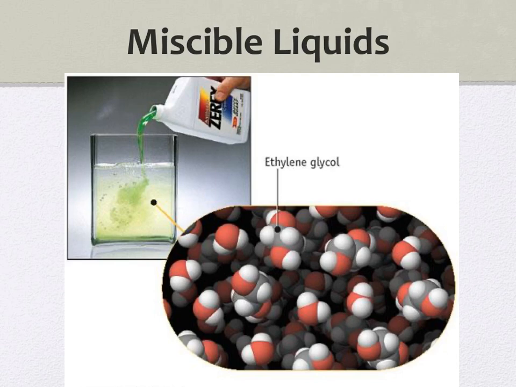Here are two miscible liquids. This is antifreeze, which is made of ethylene glycol, and you can see that it is dissolving in water. They are mixing together, so they are miscible. So water is polar. That would mean ethylene glycol is also a polar molecule, and you can see that represented there in the particle diagram. The polar water molecules would be attracted to the polar ethylene glycol molecules, and vice versa. Like dissolves like.